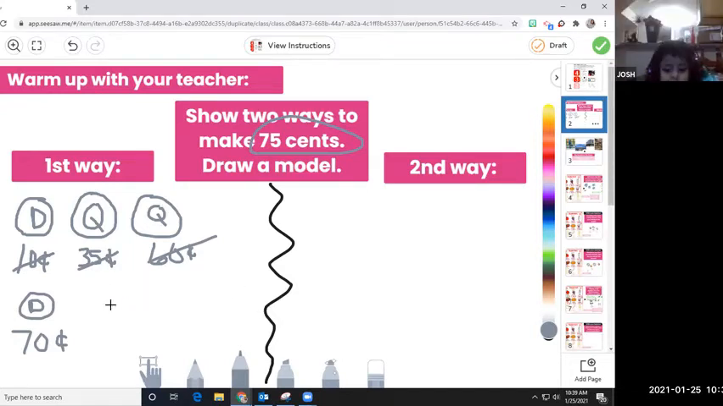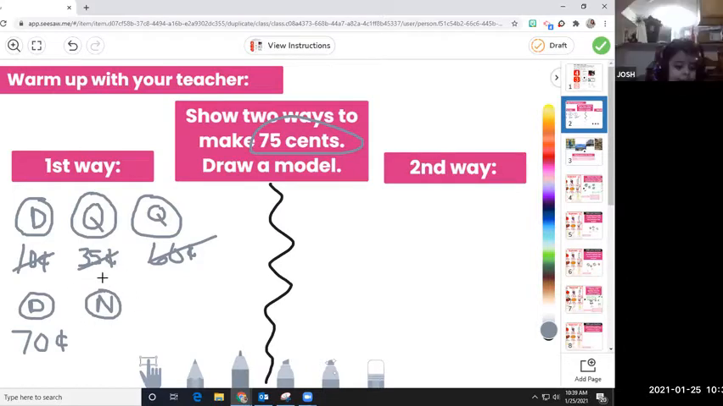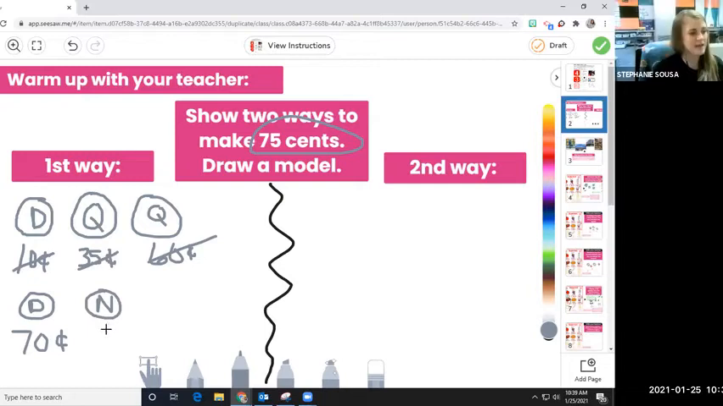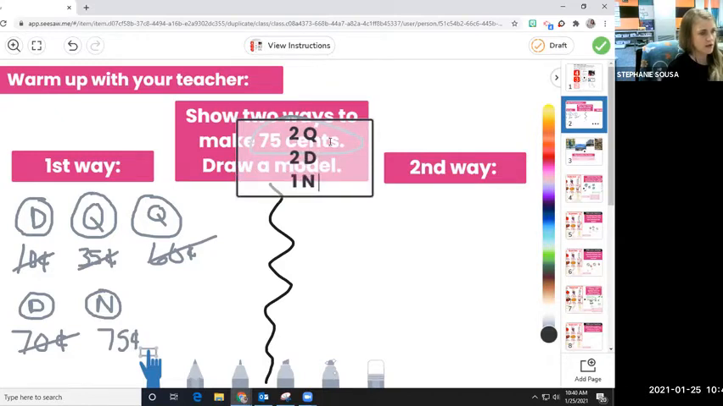5 cents. What's a 5-cent piece called? It is called a nickel. A nickel it is. 75 cents. There we go. So 1 answer to make 75 cents, as you guys just composed, is 2 quarters, 2 dimes, and 1 nickel.